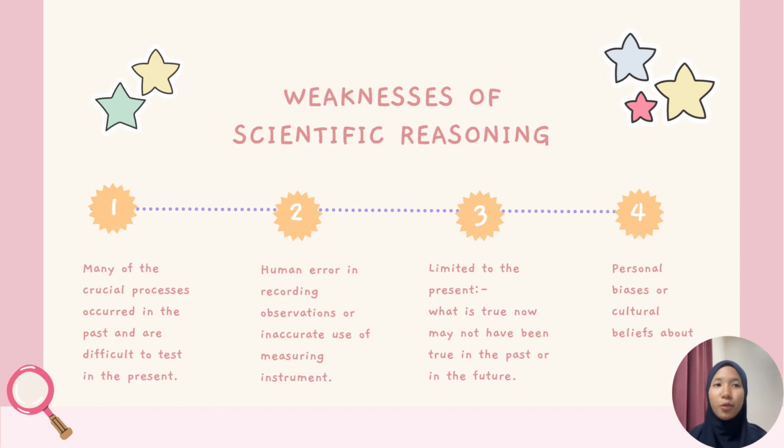And the last one is personal bias or cultural belief about the topic. So the weakness of scientific reasoning is when the human who conducts the survey has personal bias or cultural belief. So the person believes in or has bias about his own experiment. So when the data does not tally with his experiment, and he has bias, he will do something to the data to make it tally more with his experiment. So this is the weakness of scientific reasoning.